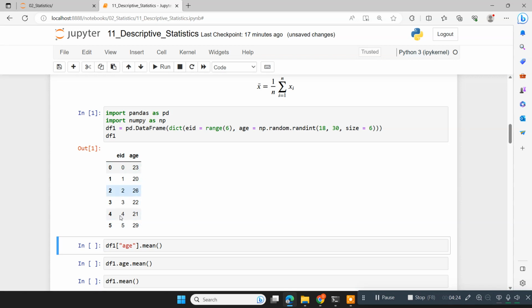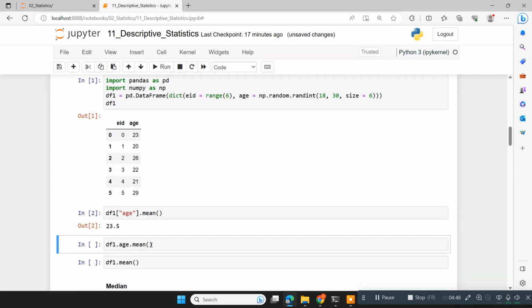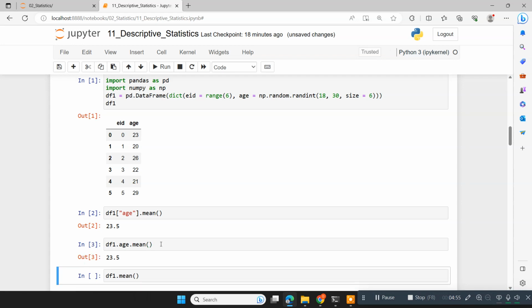Totally 6. So on this data frame I would like to know the mean, meaning the average age and average employee ID. How do you do that? First of all you need to access a column. df1.age.mean, then it will give us the average age. Average age is 23.5. You can also do the same by accessing the column like this, df1.age.min. So this also gives the same value, 23.5.